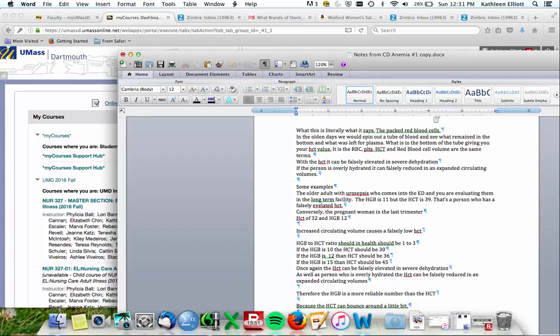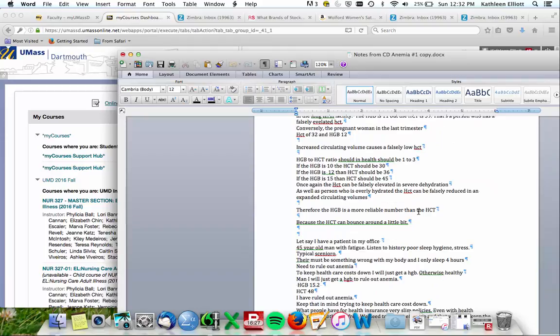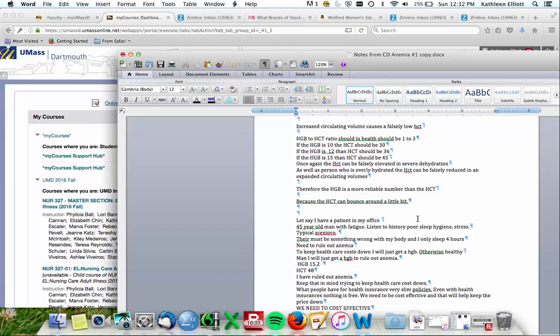The hemoglobin to hematocrit ratio should, in a healthy individual, be 1 to 3. So if the hemoglobin is 10, the hematocrit should be 30. If the hemoglobin is 12, then the hematocrit should be 36. If the hemoglobin is 15, then the hematocrit should be 45. Once again, hematocrit can be falsely elevated in severe dehydration, and falsely reduced in expanding circulating volume. Therefore, most important here is that the hemoglobin is a more reliable number than the hematocrit, because the hematocrit can bounce around a little bit.